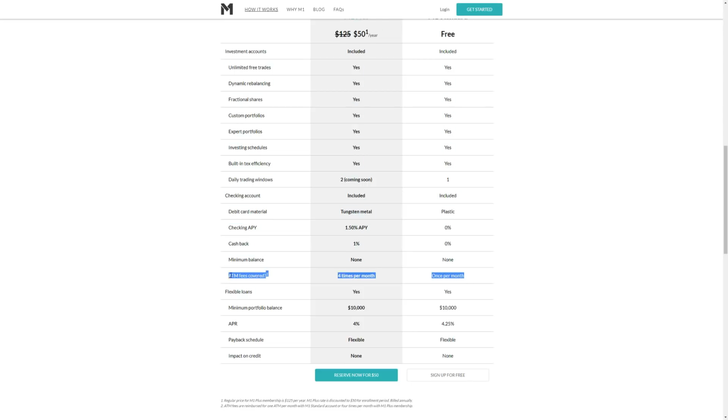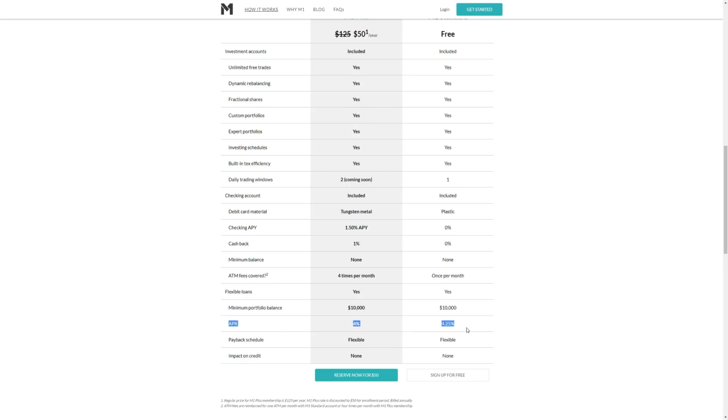But I've seen a lot of investors out there that are looking to use this feature, the ATM fees. Now, if you're using the Standard, you're only going to get one ATM covered per month, and then there's fees included after that. The M1 Plus only offers 4 times per month, so not a whole lot there as far as ATM fees being covered. You're both able to have flexible loans if your portfolio balance is $10,000 or greater.